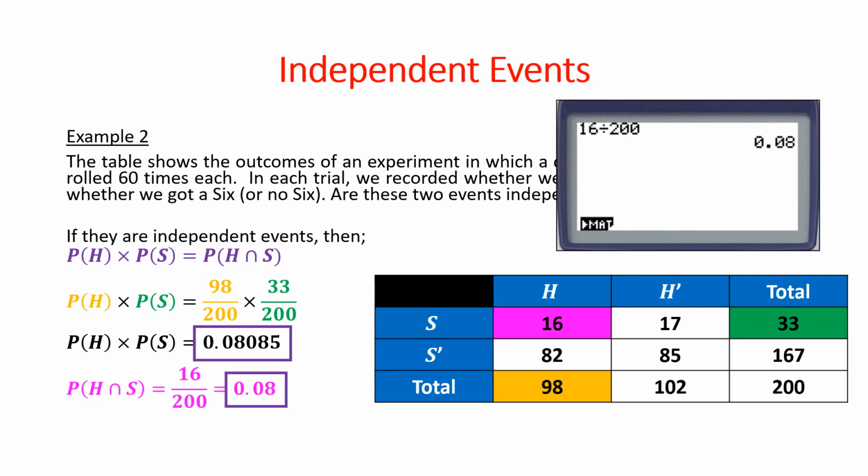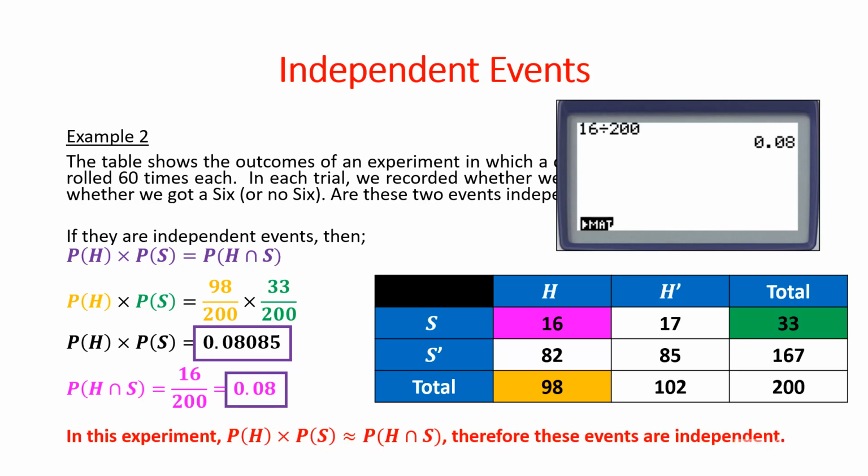Now these numbers are so close that I'm going to call them equal. So this is my argument: because they are approximately equal, therefore these events are independent. And I'd expect that because there shouldn't be any dependence between what the coin does and what the die does.